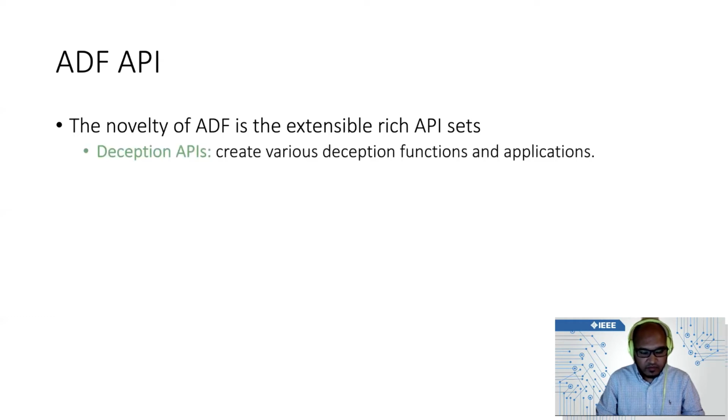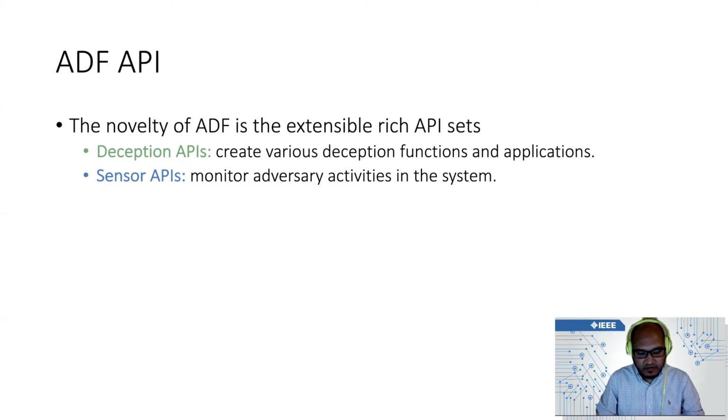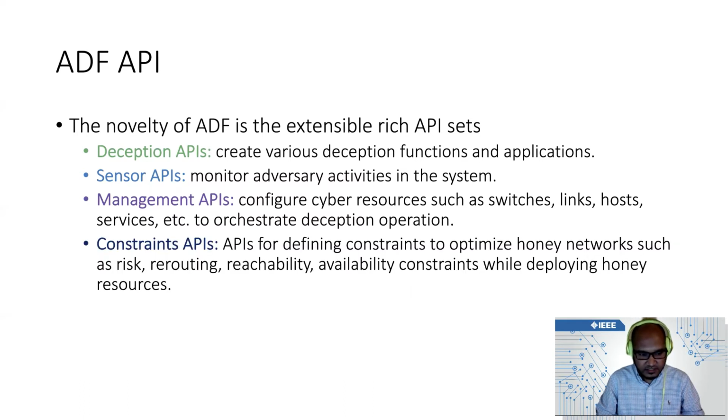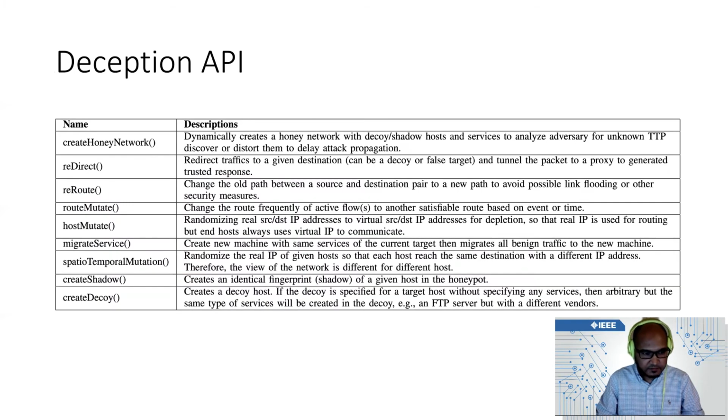We have 4 sets of APIs. The deception APIs help to create various deception functions and applications. The sensor APIs monitor adversary activities in the network. The management APIs configure cyber resources such as switch, link, and host to orchestrate deception operations. And the constraint APIs define the constraints to optimize honey networks, such as risk, rerouting, reachability, and availability constraints while deploying honey resources. These are the examples of some deception APIs.